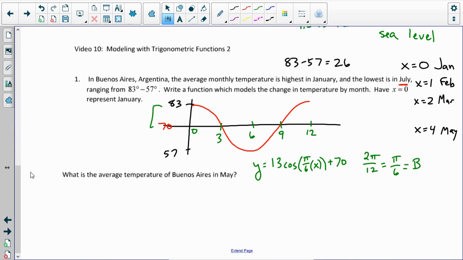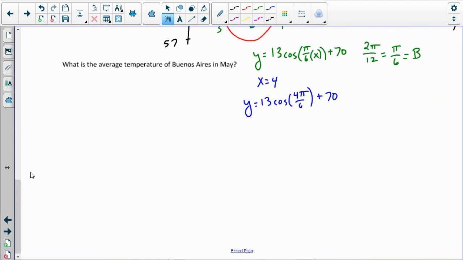Then the average temperature in May, in order to do that, I have to sub in 4. So y equals 13 cosine of 4 pi over 6 plus 70. I can do this with or without a calculator. Let's just do it without a calculator and you can type it in. So y equals 13 times the cosine of, well, 4 pi over 6 is 2 pi over 3. And cosine of 2 pi over 3 ends up being negative 1/2, plus 70. I actually didn't need a calculator anyway, because 70 minus 6.5 is going to be 63.5 degrees. So that ends up being my answer in this problem.